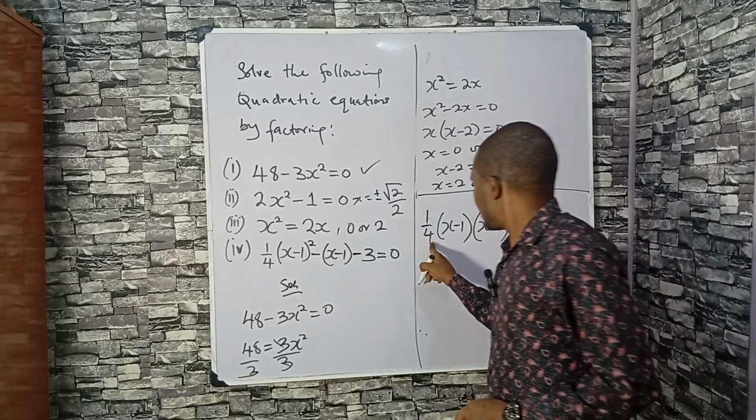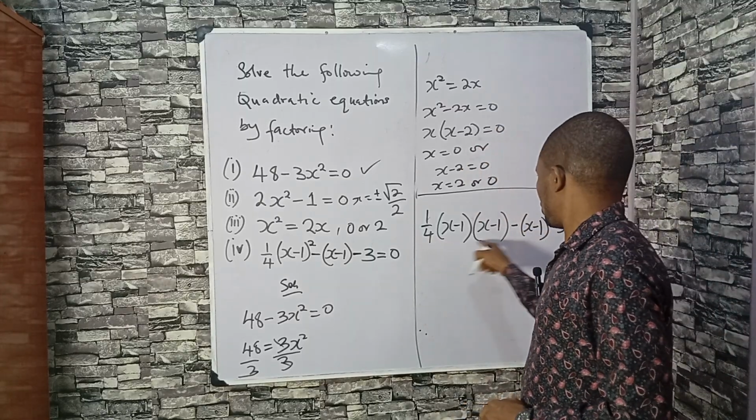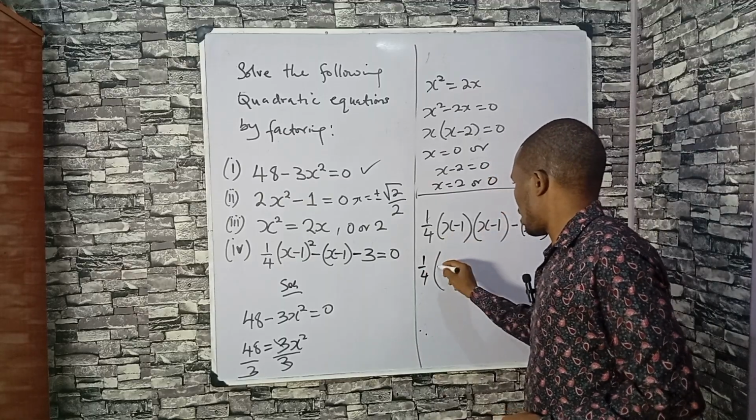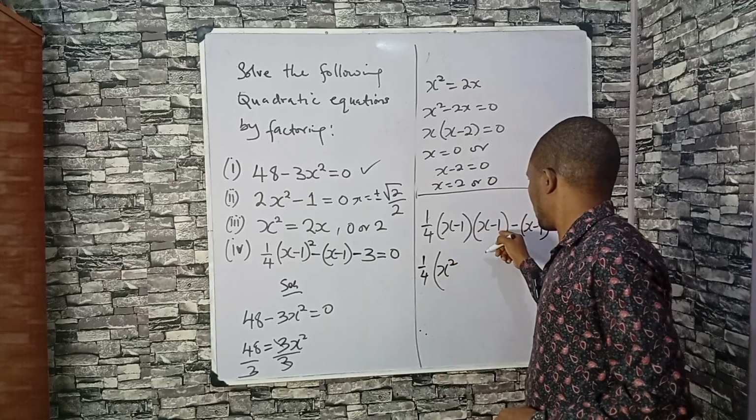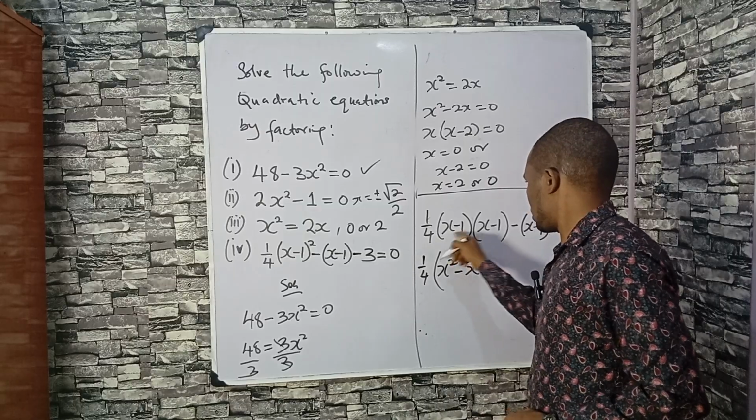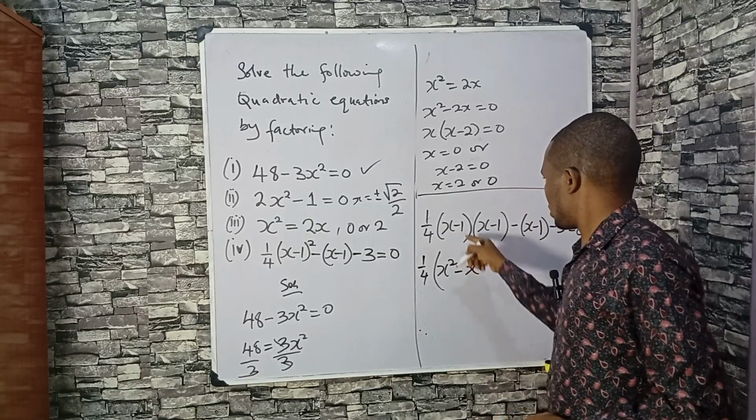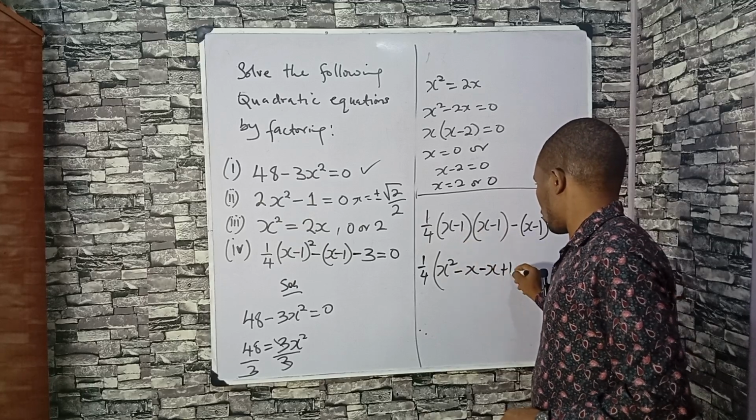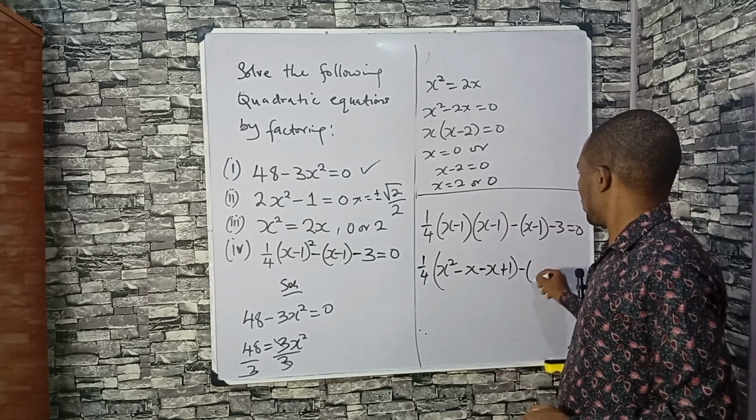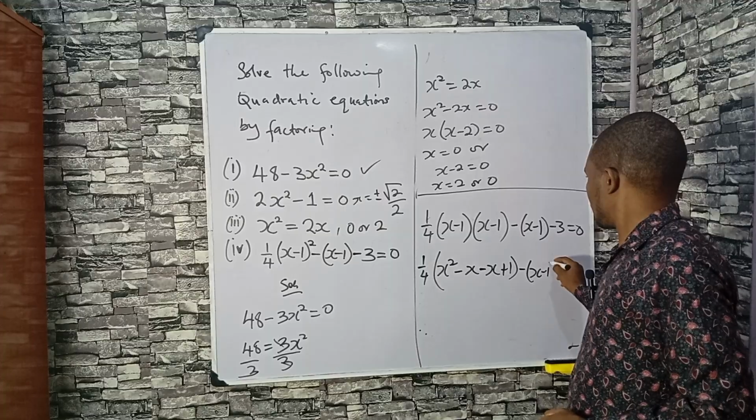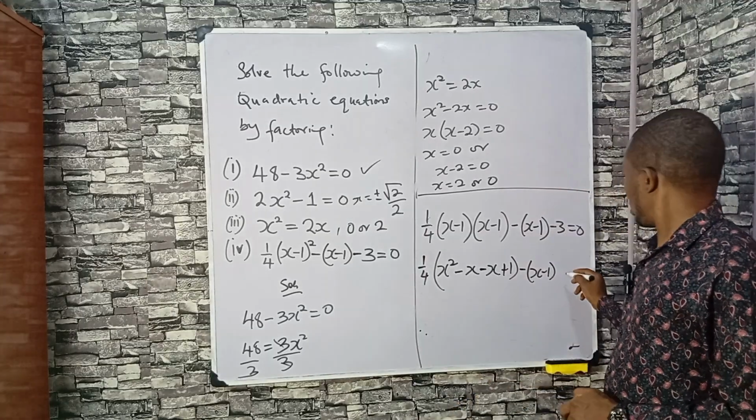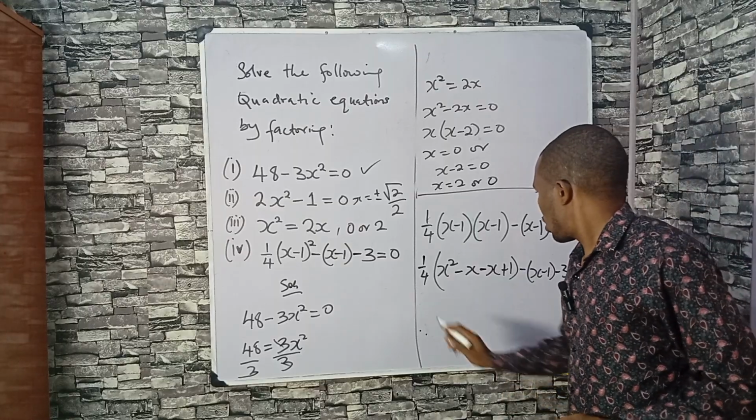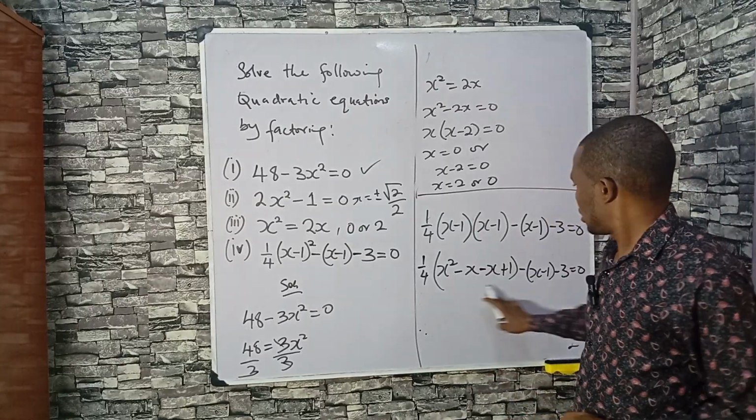Right. The first thing you need to do is to clear this bracket. This will give you x squared minus x. This and this, x squared minus x, the same minus x. Then this time this will give you plus 1. You are done. Then you bring down the 1, minus 3 equals 0. We are done. The next thing you need to do is to multiply.